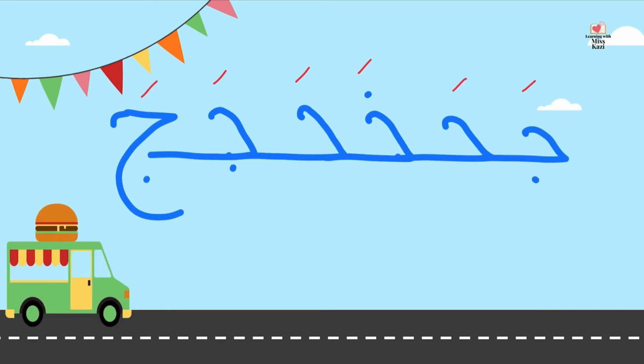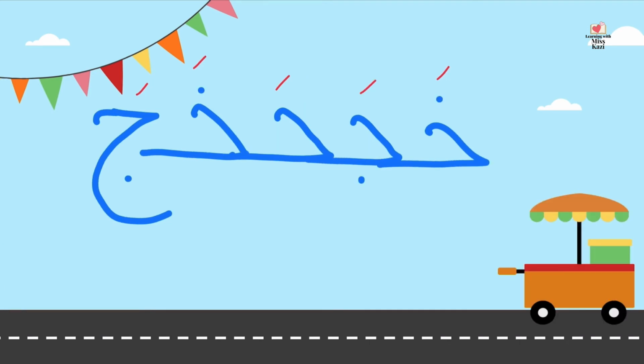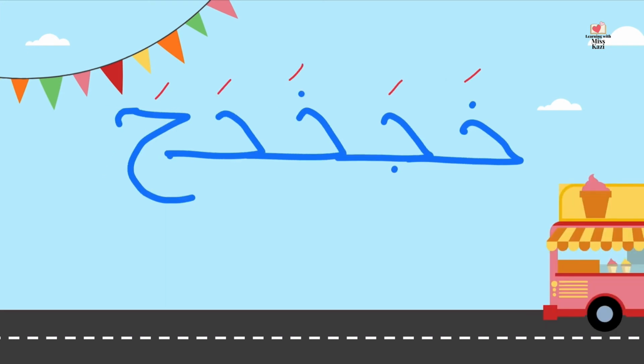Can you find the hidden kha? Remember, the dot for the letter kha is on its head. Here it is. Good job. Let's read this. Kha, ja, ha, kha, ja. Look at the dots carefully. Kha, ja, kha, ha, ha. Very good.